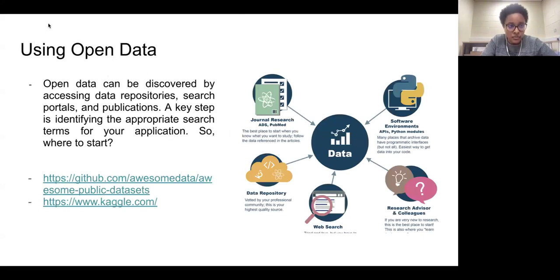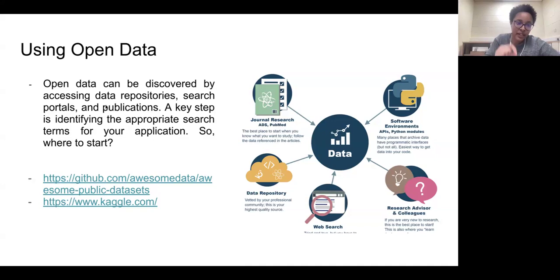So moving forward, having that in mind, as a user, what happens when I want to use open data? Open data can be discovered by just a search on the internet, using some keywords. We have multiple resources that give you access to open data. So journals are a good source of data.